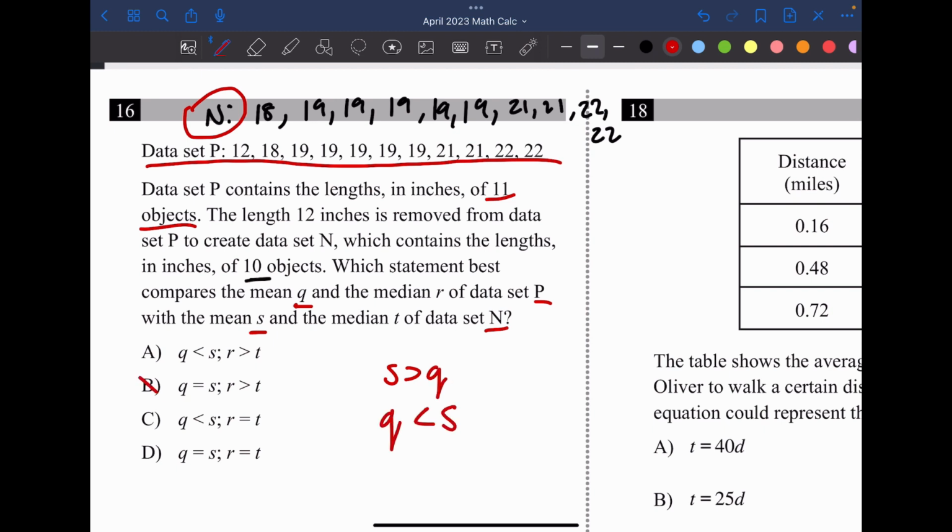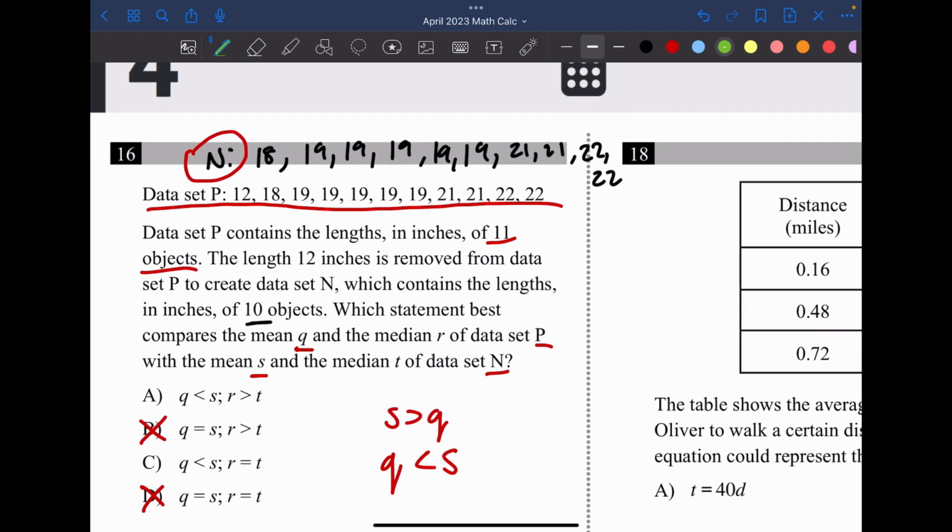So already we can say that B and D must be wrong, because we need that Q is less than S. We need this part. So that's the mean. And then for the median, let's find that very quickly. To find the median, you have to put them in order, which you already have, and then cross out the left and right most numbers and keep doing it until you get to 1 or 2 middle numbers.